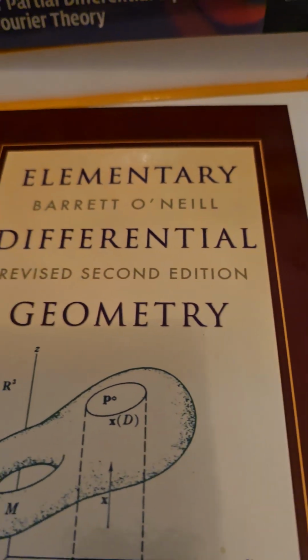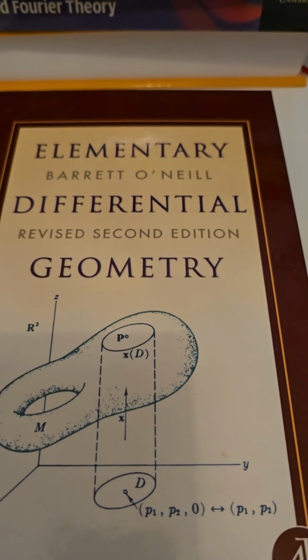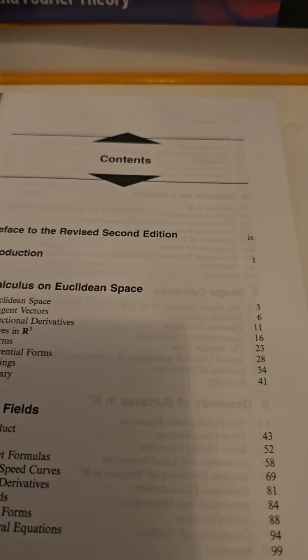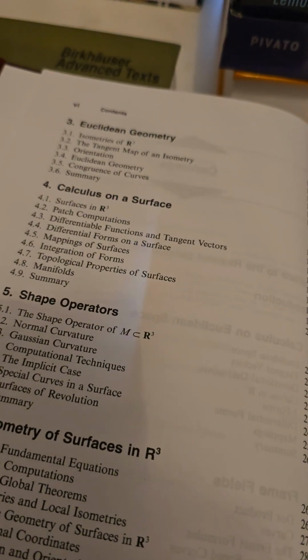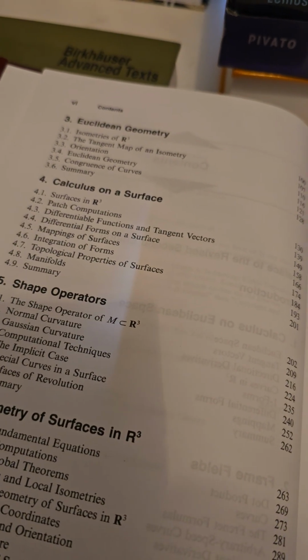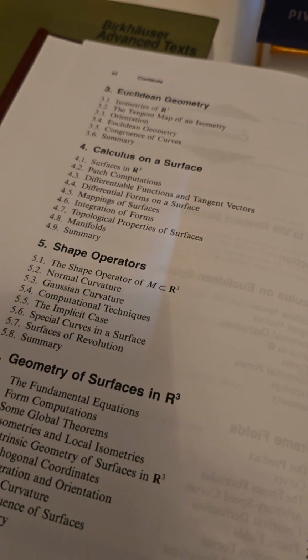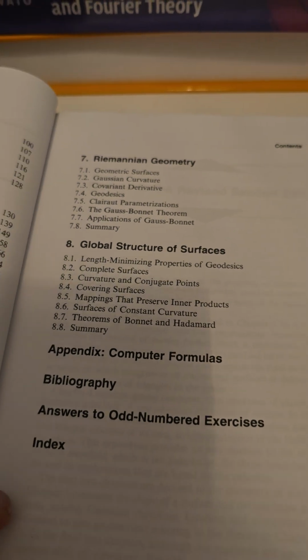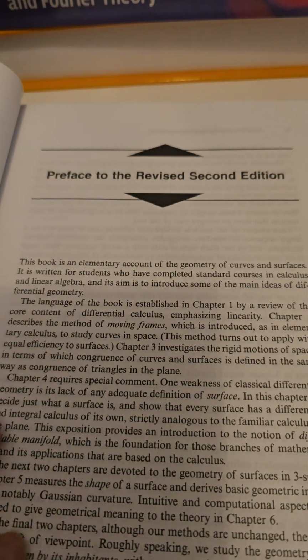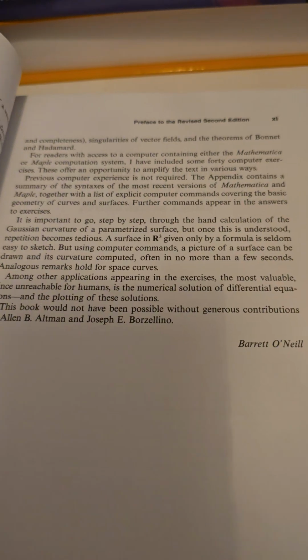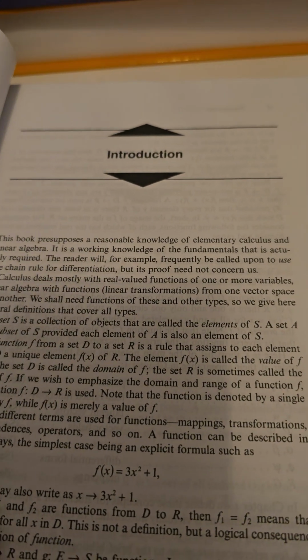The next book is Barrett O'Neill, Elementary Differential Geometry, which is basically a differential geometry book, but while it says it's elementary, it's from a quite nice perspective. So it starts with frame spaces. He does Euclidean geometry very nicely with the Klein point of view, calculus on a surface, the shape operators, geometry of surfaces, Riemannian geometry, and global structure of surfaces. This is basically a different book than Do Carmo, but it's kind of replaceable by it.